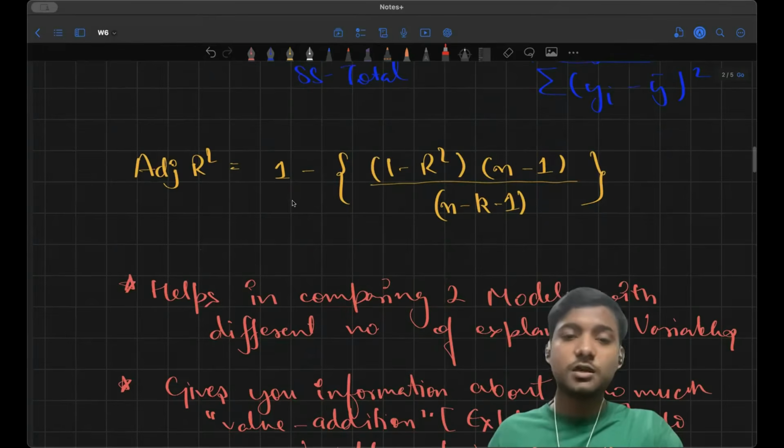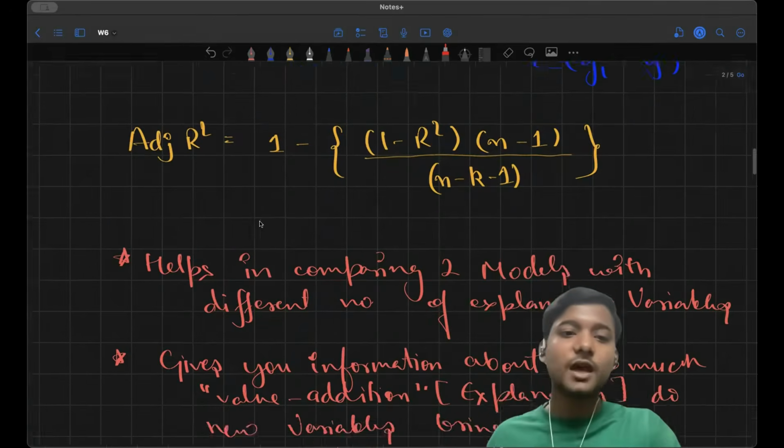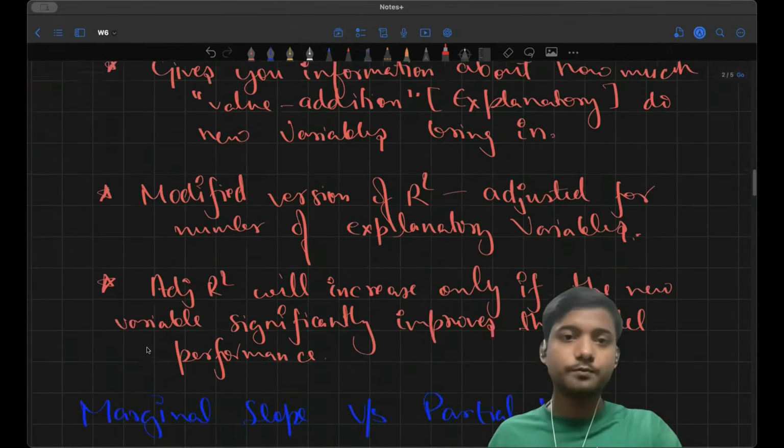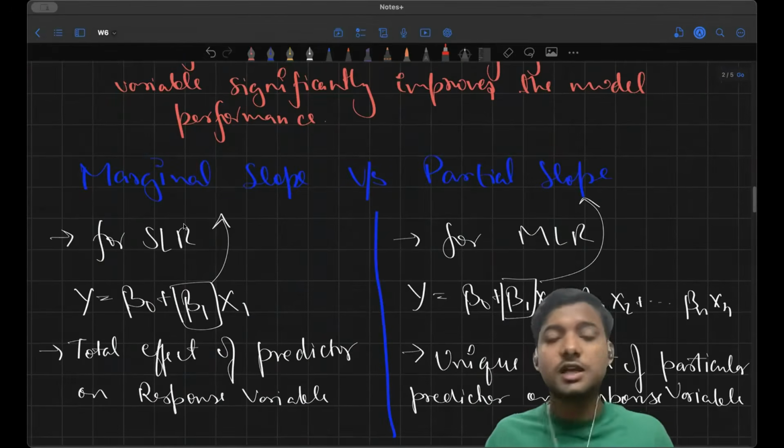Adjusted R square related questions are asked for sure in quiz 2. So please make sure you revise this concept, remember this formula, and remember these things as well. Then there would be a theoretical question. There can be a theoretical question based on the understanding of slopes.